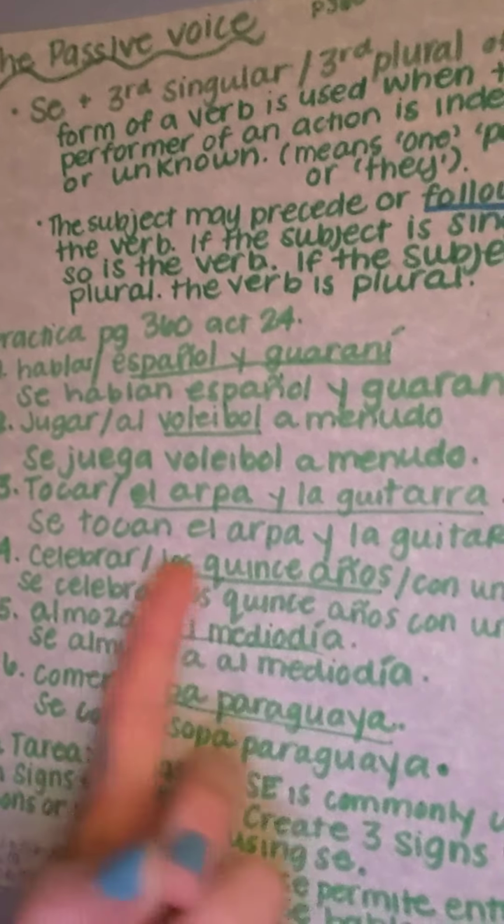Número 5, almorzar al mediodía. Se almuerza al mediodía. Número 6, comer sopa paraguaya. Se come sopa paraguaya. Okay? Amigos, for this tarea that I would like from you, we've already talked about this.